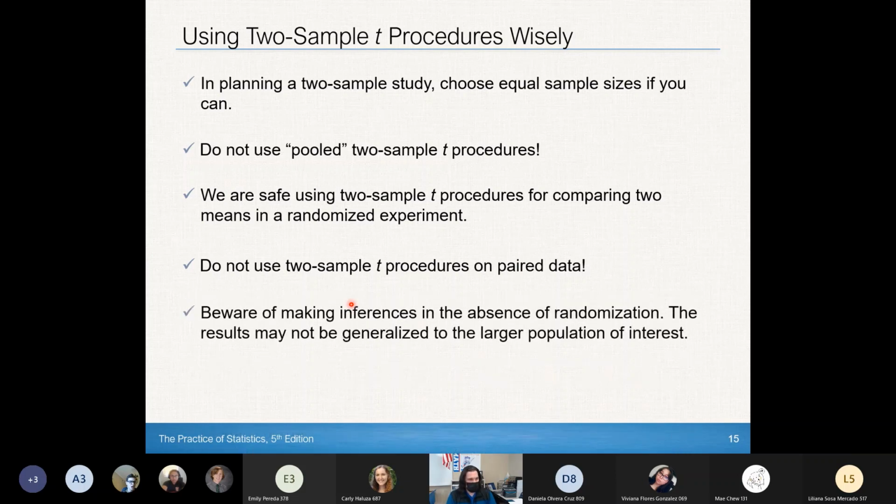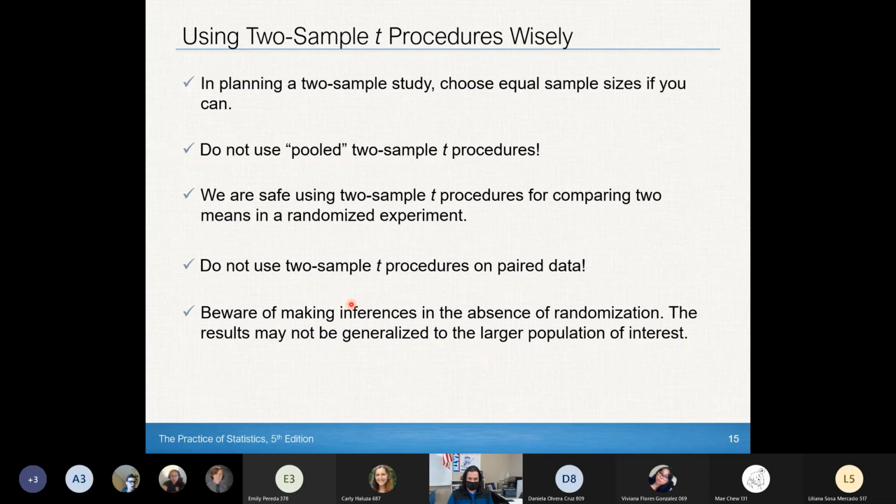And beware of making inferences in the absence of randomization. The results may not be generalized to the larger population of interest. And this randomization is referring to how you have selected the individuals participating in your study in an experiment. If those individuals were not chosen at random, if they were volunteers, or if they were just the people available to participate, then you can only make an inference about the people like the ones who participated in the study. You cannot make an inference about the larger population of interest. So you have to be careful on how you word your conclusions and your answers.